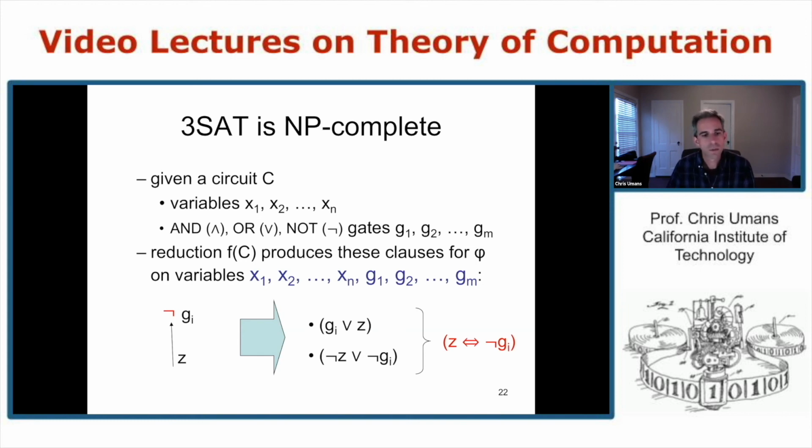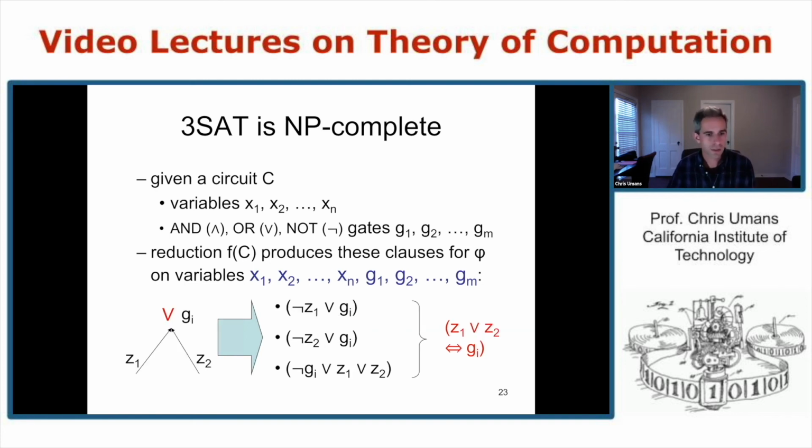Okay, so that's the negation gate. Now let's take care of the other 2 kinds of gates. So we have an OR gate next on this slide. An OR gate is one of the gates in the circuit. It has a gate variable g sub i associated with it. It has 2 inputs. Let's call them z1 and z2. Again, the inputs might come from other gate variables, or they might be other inputs, x's.